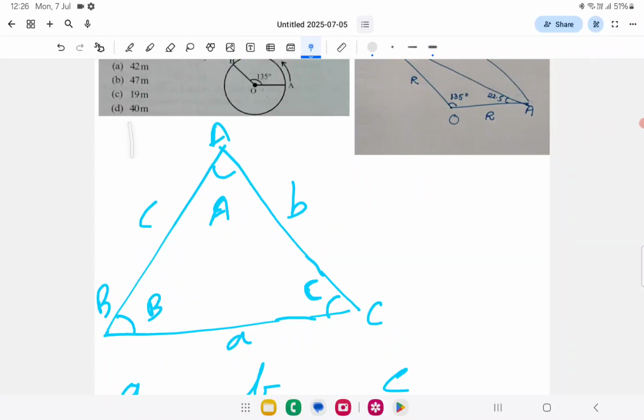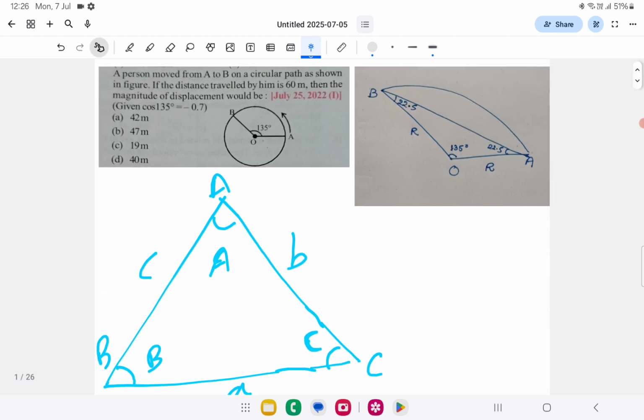In this video, we are just going to solve this particular question of JEE Mains 2022. A person moved from A to B on a circular path as shown in a figure. If the distance traveled by him is 60 meter, then the magnitude of displacement would be.